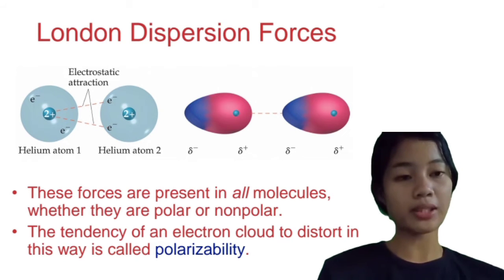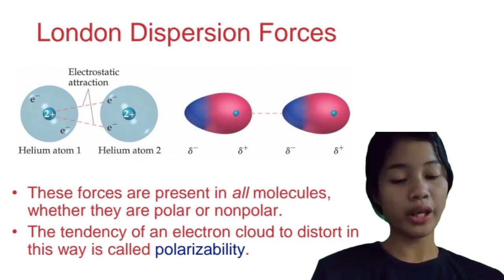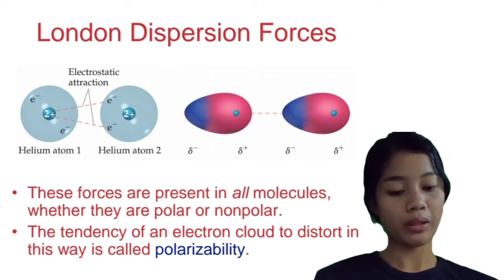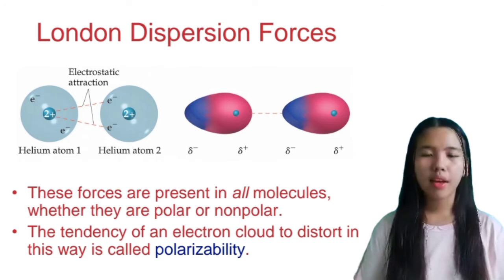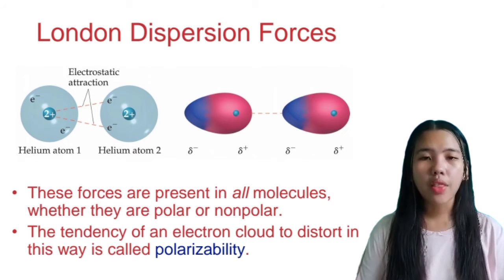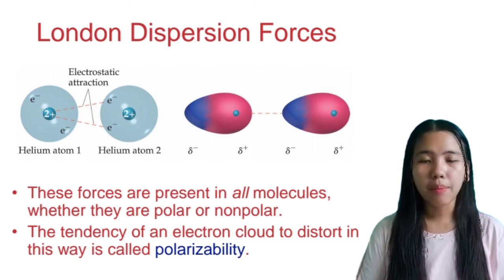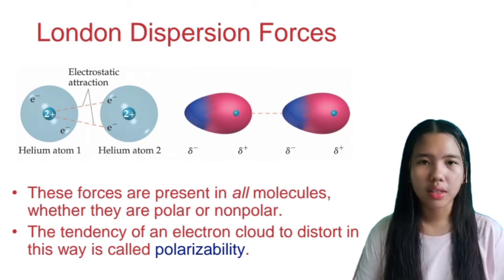These forces are present in all molecules, whether they are polar or nonpolar. The tendency of an electron cloud to distort in this way is called polarizability. How to determine whether a molecule is polar or non-polar.